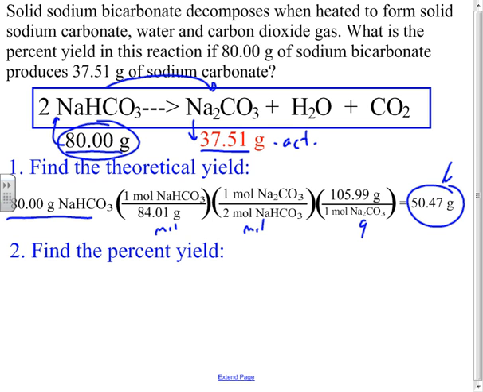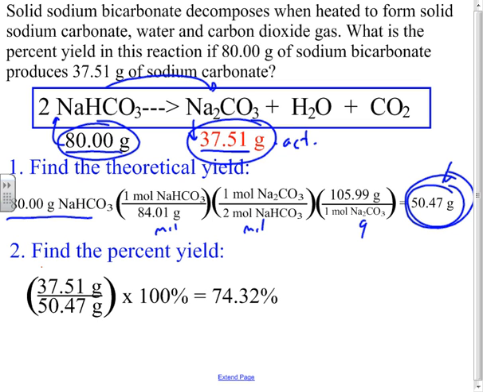That's assuming 100% efficient. And so to calculate the percent yield is just how much did we get compared to how much could we get times 100%. So again, it is the actual yield divided by the theoretical yield times 100%. And so this reaction would be 74.32% efficient. In other words, you're only getting about 3/4 of what you possibly could get. Imagine you running a business of producing sodium carbonate from sodium bicarbonate. If you're getting 74.32%, you're not getting all that you could get and you're losing profit.